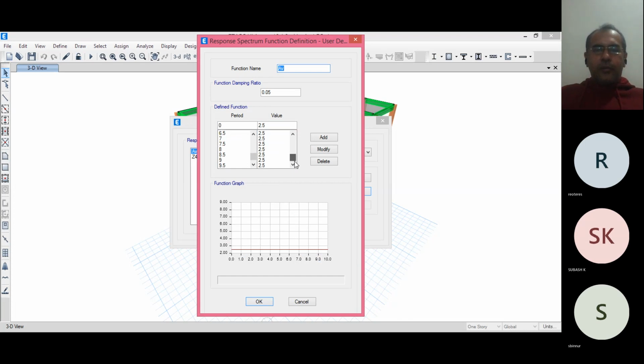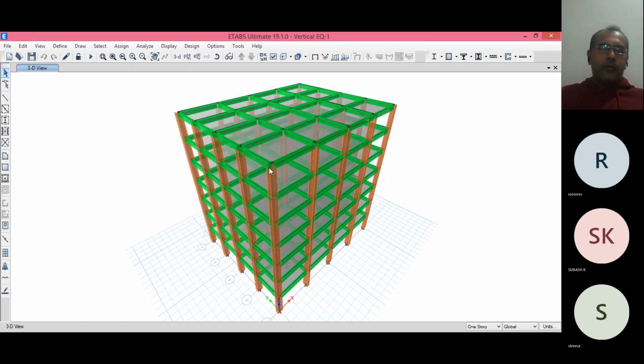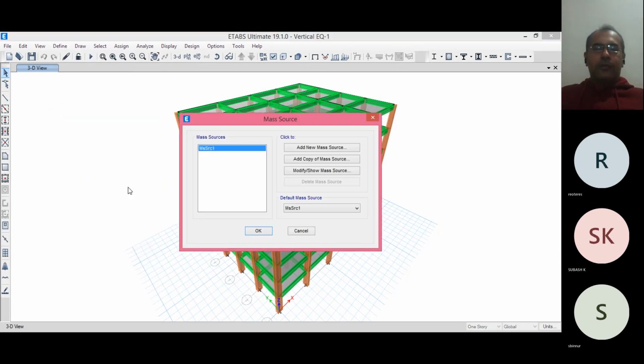So all values are 2.5. So that is what you can see here, a flat curve of 2.5. This is okay, and 5% response spectrum function is there. So Z by 2, R by I, okay, that factor covered, and 2 by 3 is not there, and 2.5 SA by G. So this vertical response spectrum function, horizontal response spectrum function has been defined. Okay, so this is okay. So two functions need to be defined for vertical earthquake.